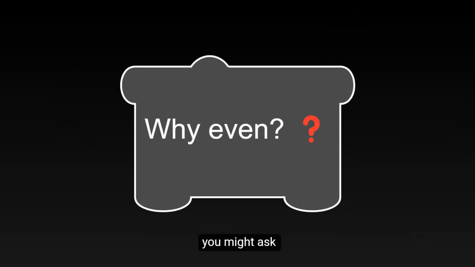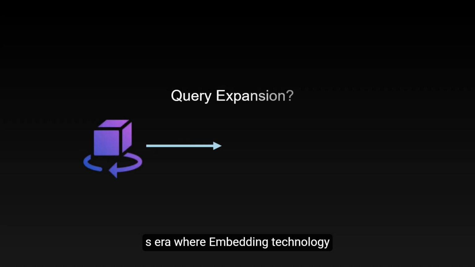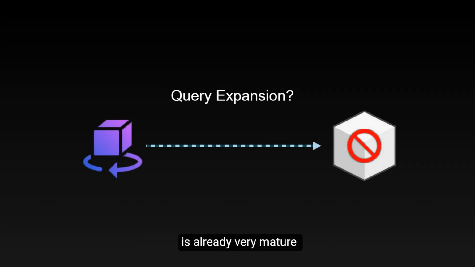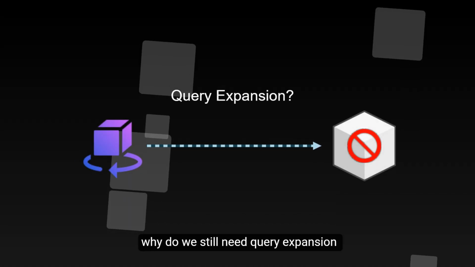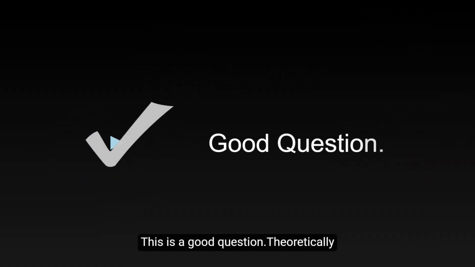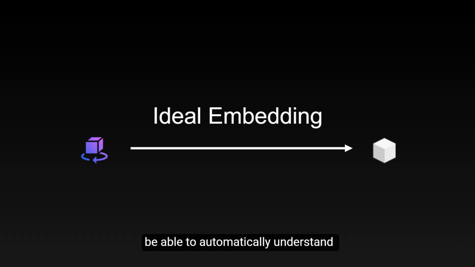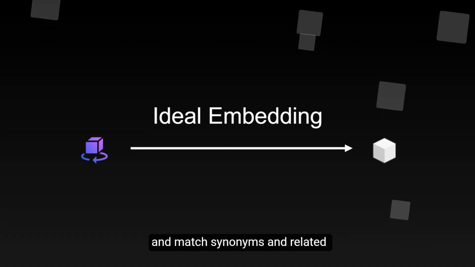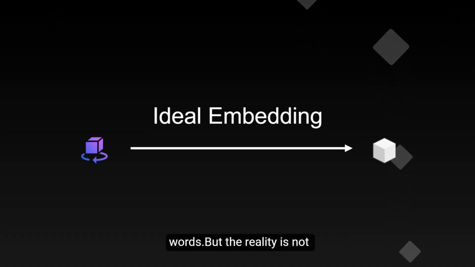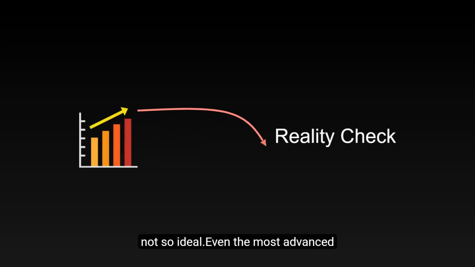Speaking of this, you might ask, in today's era where embedding technology is already very mature, why do we still need query expansion? This is a good question. Theoretically, a good text embedding model should be able to automatically understand and match synonyms and related words. But the reality is not so ideal.